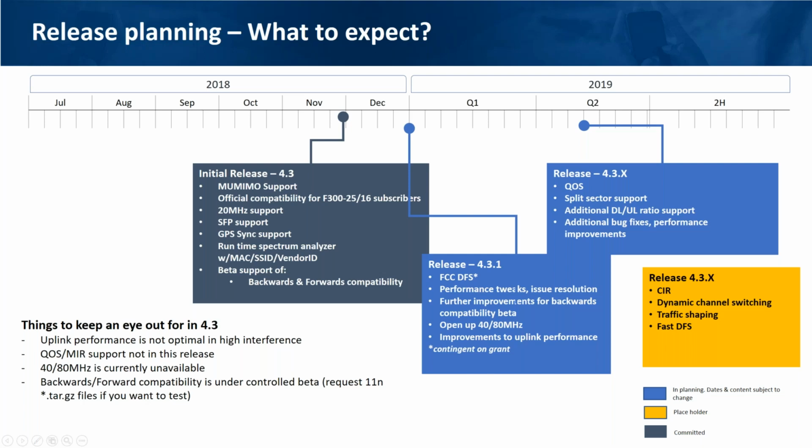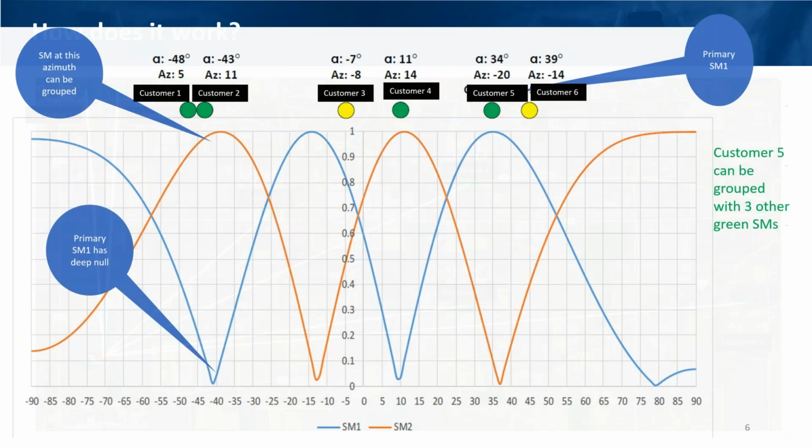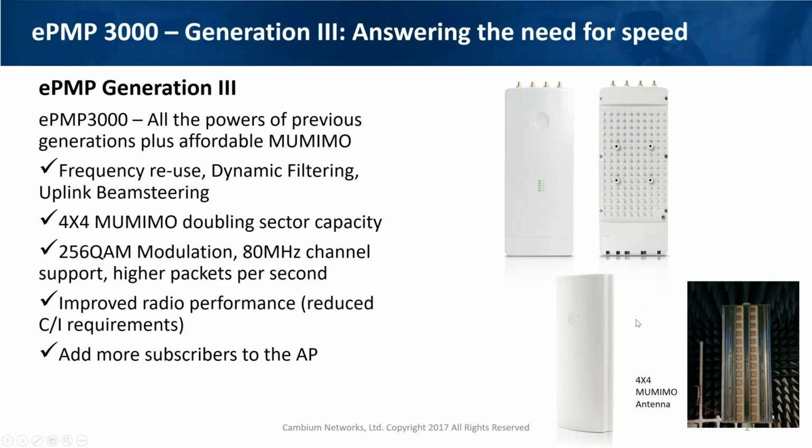Okay. Is the 3000 radio compatible with the same sectors and BSAs used with the 2000? ePMP 3000 is compatible with the 2000 BSA, but not the sector. The whole premise of the 3000, going back to slides to show a picture, is that you want to use it with this new 4x4 multi-user MIMO antenna. The 2000 sector will not give you this advantage of multi-user MIMO. And we're officially stating that you need to use the new antenna with the new product.